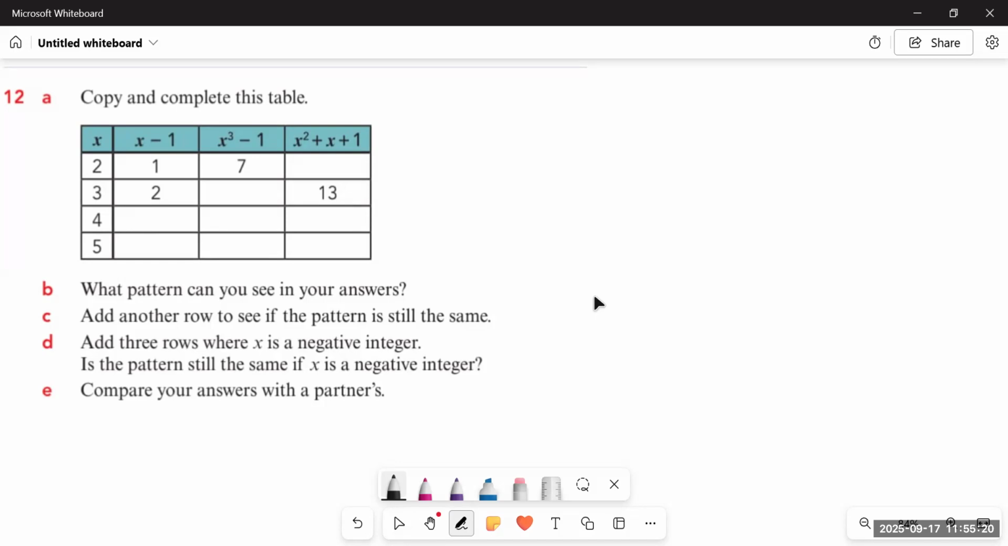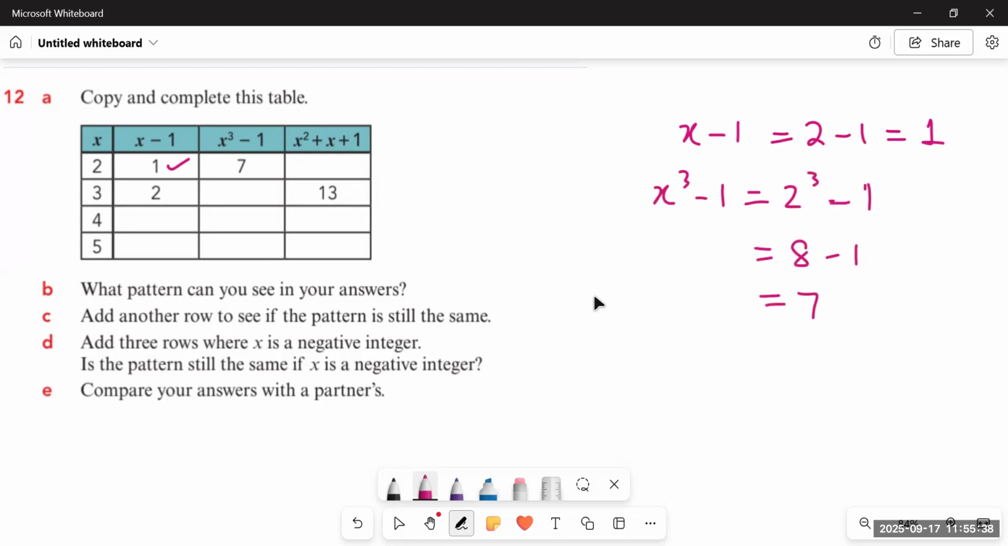If x is equals to 2, x minus 1 is given. Over here would be 2 minus 1 is equals to 1. It's already been done. And then x cube minus 1 would be 2 cube minus 1, which is 8 minus 1 is equals to 7. It's already done over here as well. And then the third expression is x square plus x plus 1. So x square would be 2 square plus 2 plus 1. That is 2 square is 4. 4 plus 2 is 6. 6 plus 1 is 7.